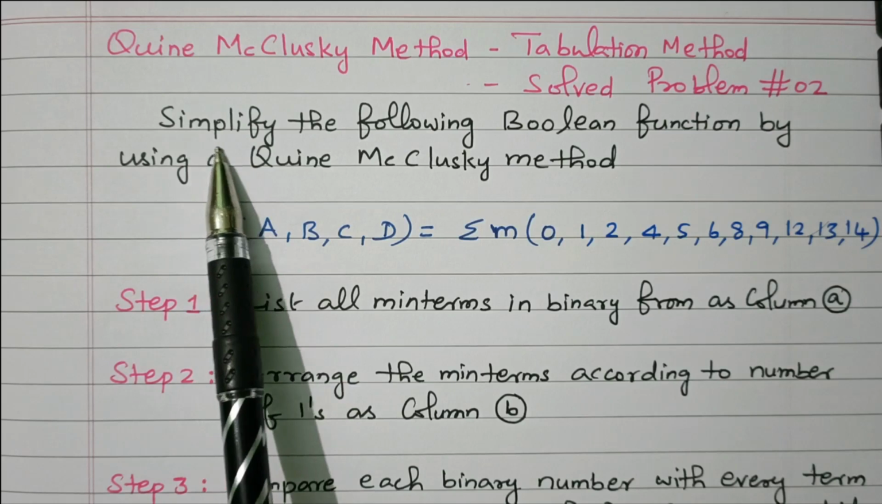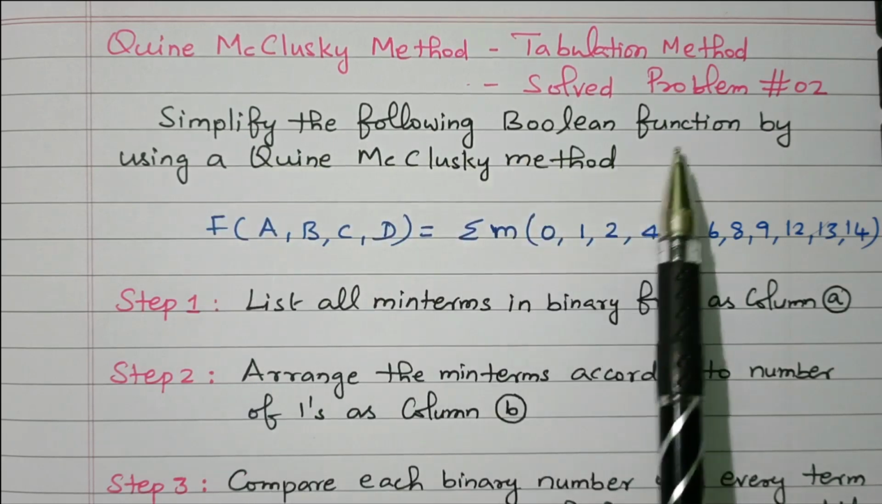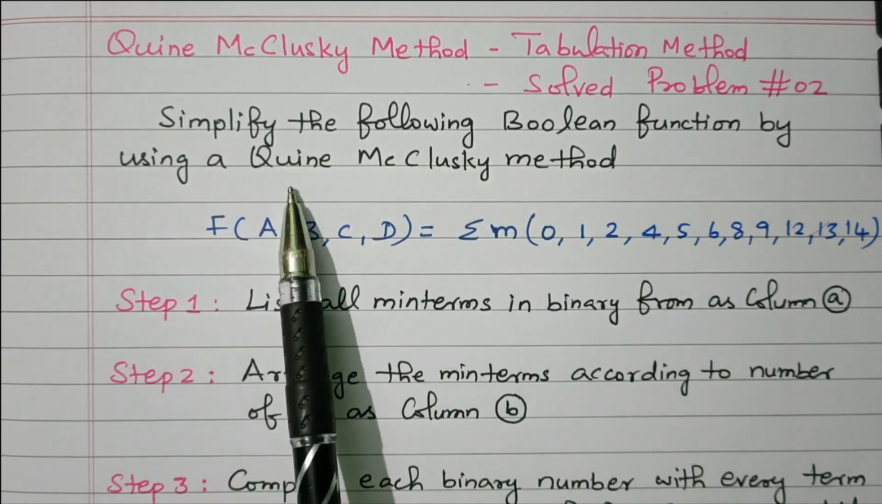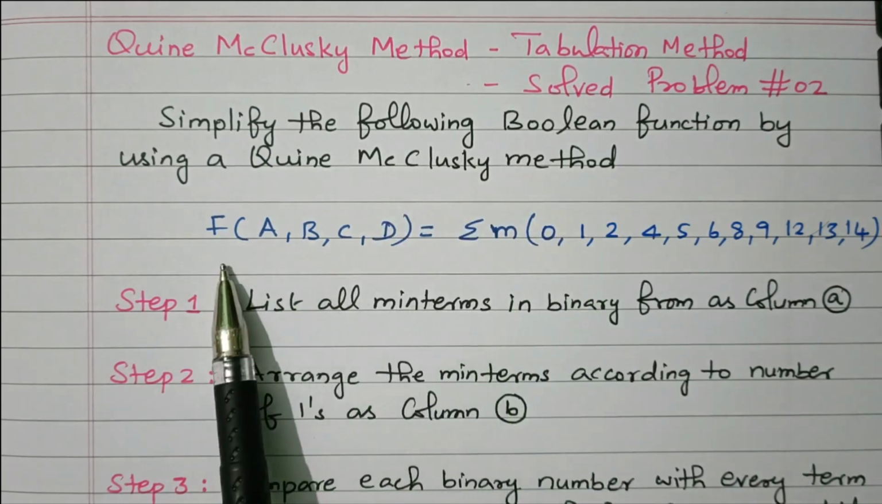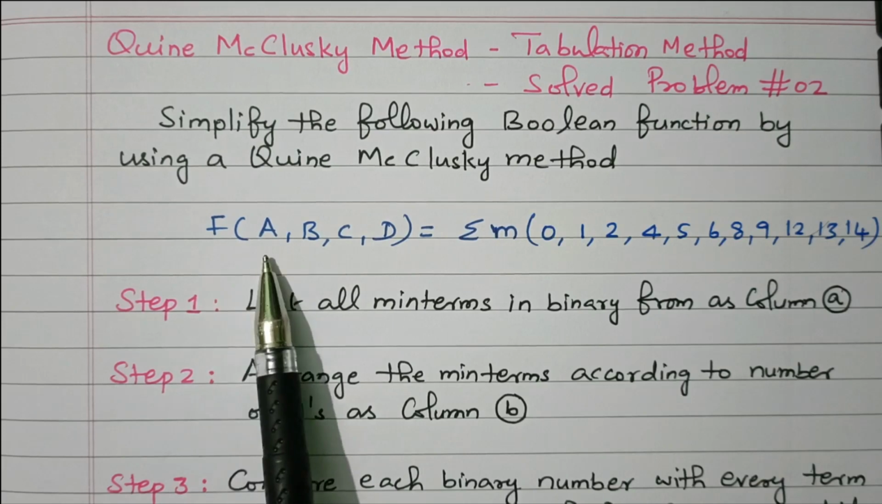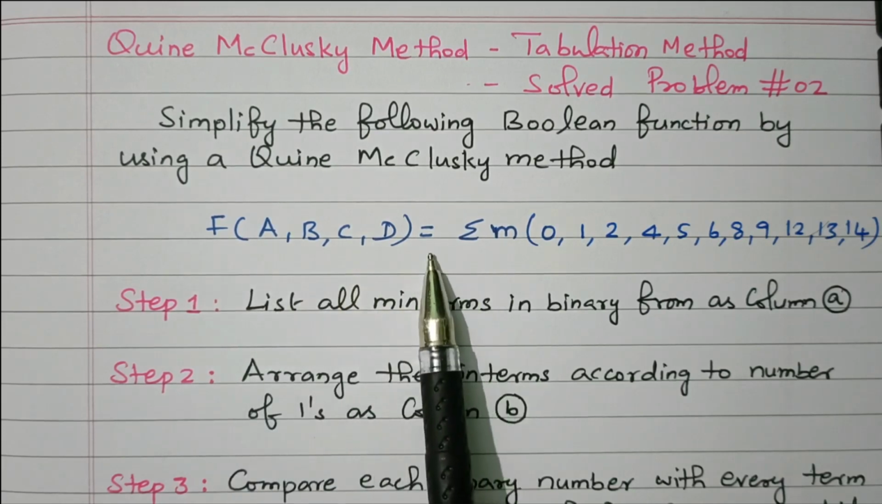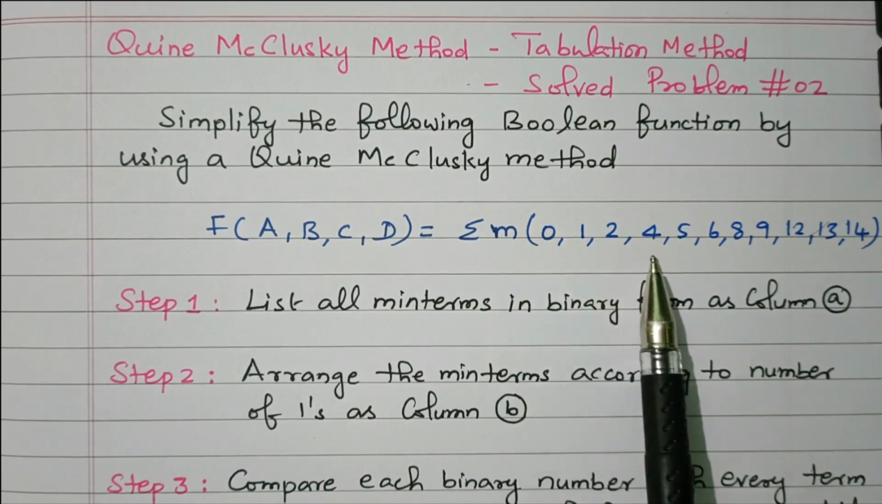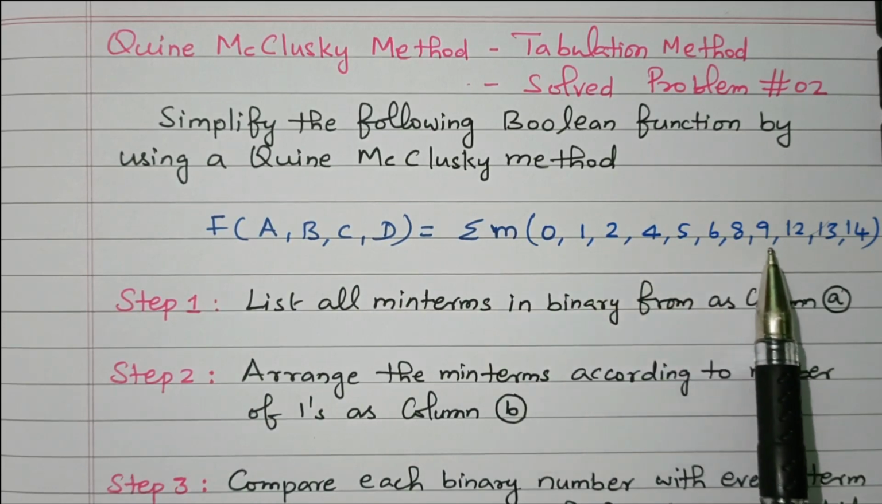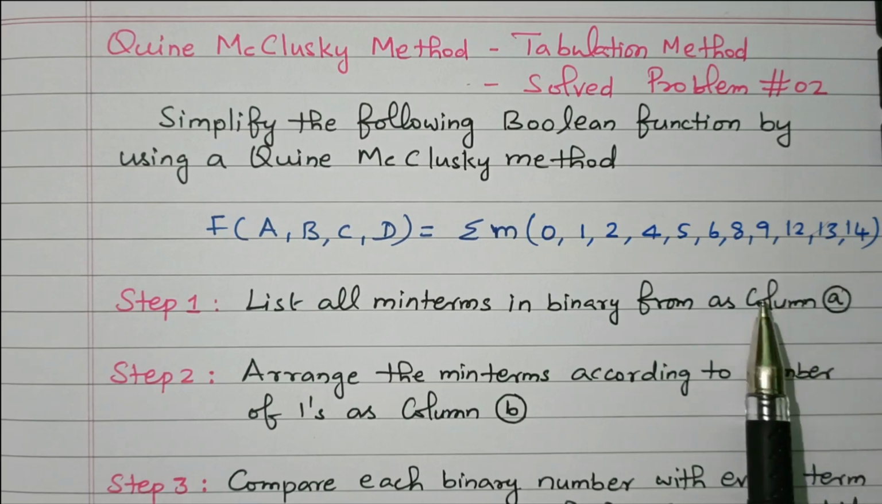Now we'll go to the topic. Simplify the following Boolean function by using Quine McCluskey method or tabulation method. The given Boolean function is f of a, b, c, d equal to sum of min terms 0, 1, 2, 4, 5, 6, 8, 9, 12, 13 and 14.